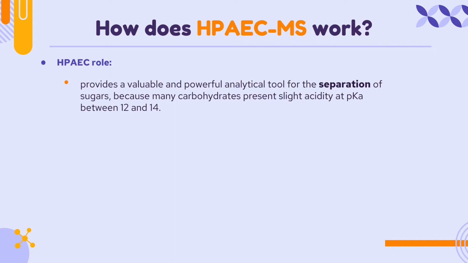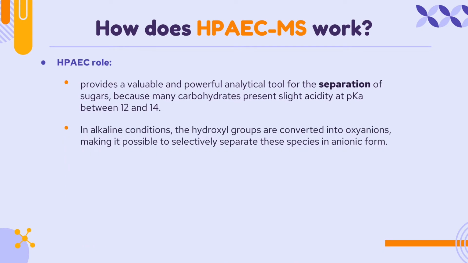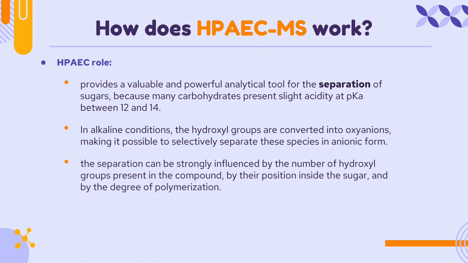Why? Because many carbohydrates present slight acidity at the pKa between 12 to 14. Another condition is that in alkaline condition, the hydroxyl groups are converted into oxyanions, making it possible to selectively separate, which is what makes this method special. That is, you can be selective in the species in the anionic form. The third thing is that the separation can be strongly influenced by the number of hydroxyl groups present in the compound, by their position inside the sugar, and by the degree of polymerization. This is what concerns the first step, which is the high pressure anion exchange chromatography.